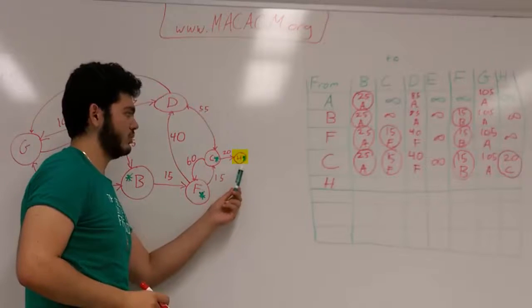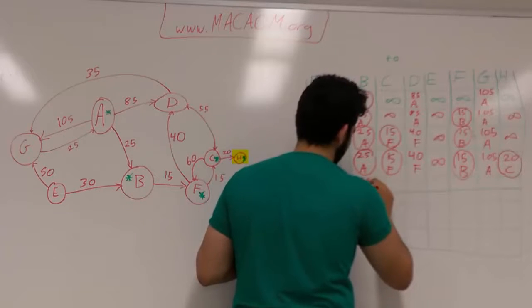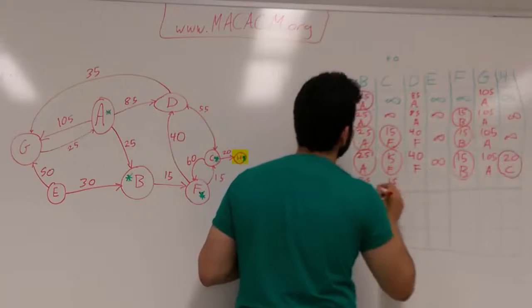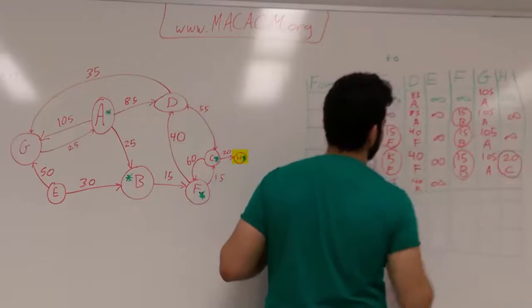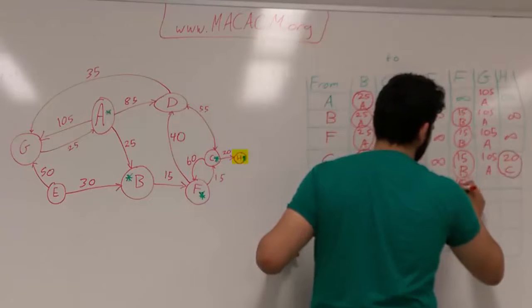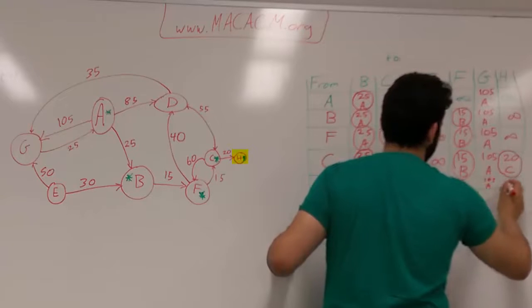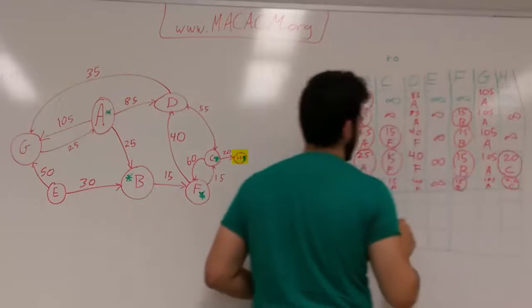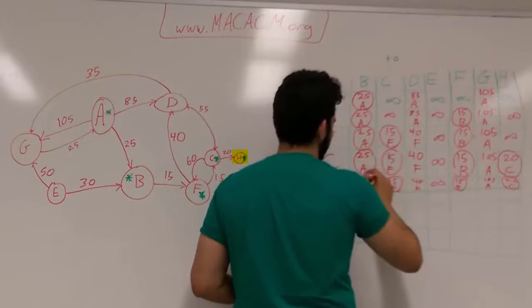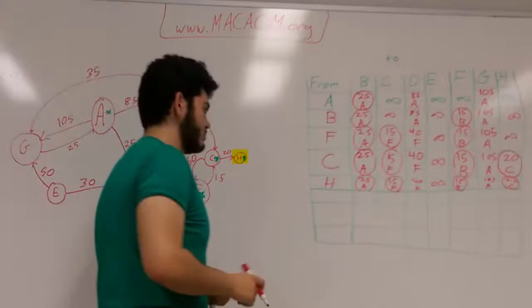However, H is connected to no other nodes, so I'll just be copying the values again in H. 25 from A, 15 from F will take me to C, 40 from F will take me to D, infinity will take me to E, 15 from B will take me to F, 105 from A will take me to G, and 20 from C will take me to H. We visited H, we visited F, we visited C, and we visited B. And of course, we visited A since it was our starting point.